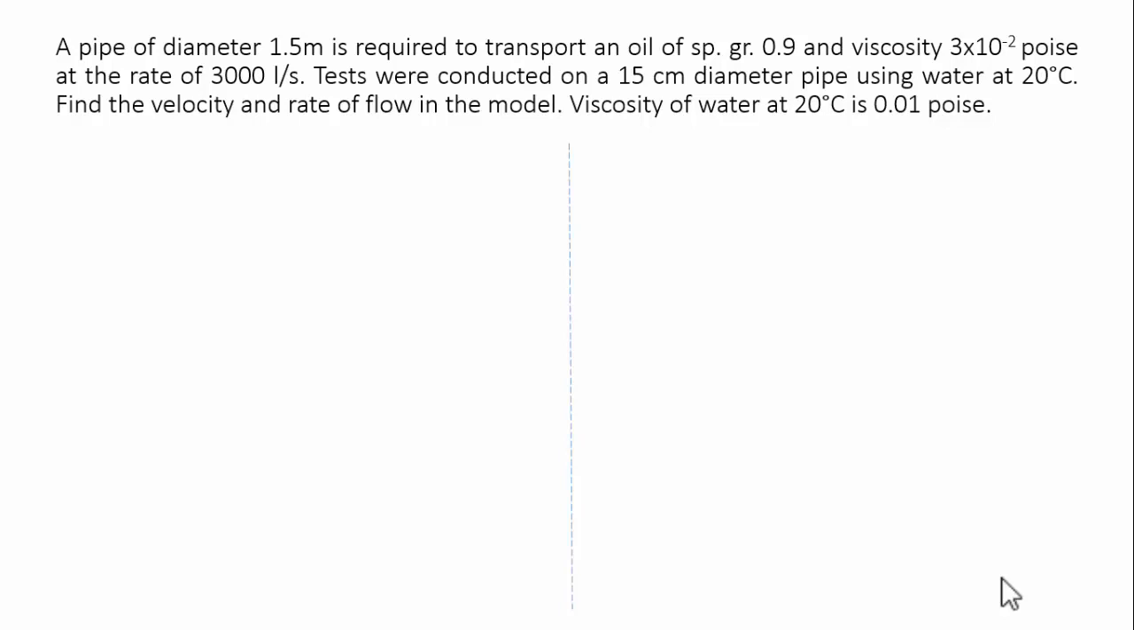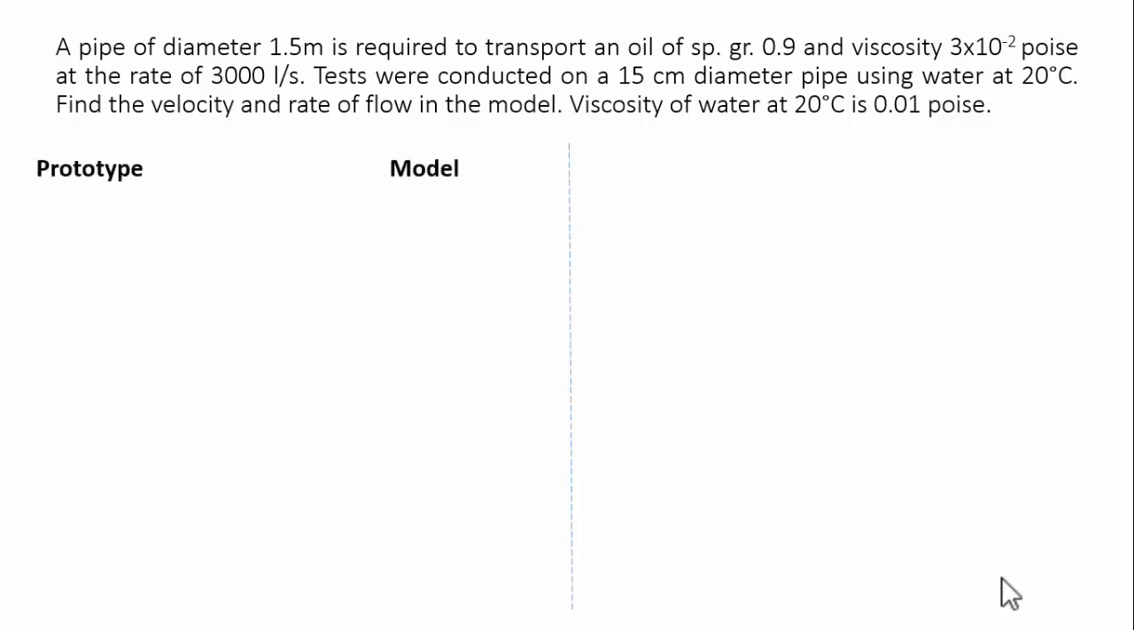Here actually an oil is flowing in a pipeline. In the model we are using water instead of oil, and actually the pipe size is 1.5 meters, but we are creating a model in a small scale size at the size of 15 centimeter diameter. And let us see what are the data given for the prototype. Prototype is the actual size.